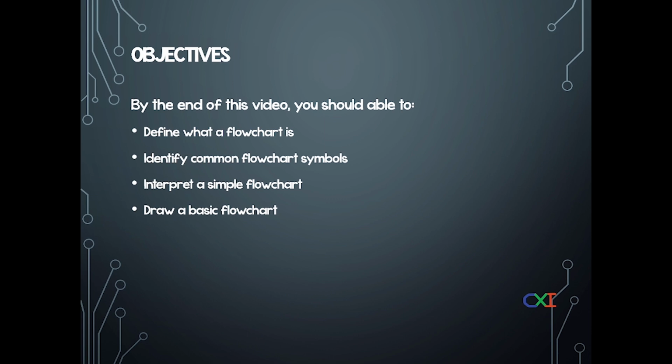Then we'll jump into interpreting a simple flowchart. This is where we'll be able to read and follow the logic of a simple flowchart to understand what the flowchart does. So right here, we'll be able to create a basic flowchart that represents a simple task or algorithm. For example, making a tea, checking if a number is even or odd, or creating a simple calculator, which is what we'll be doing.